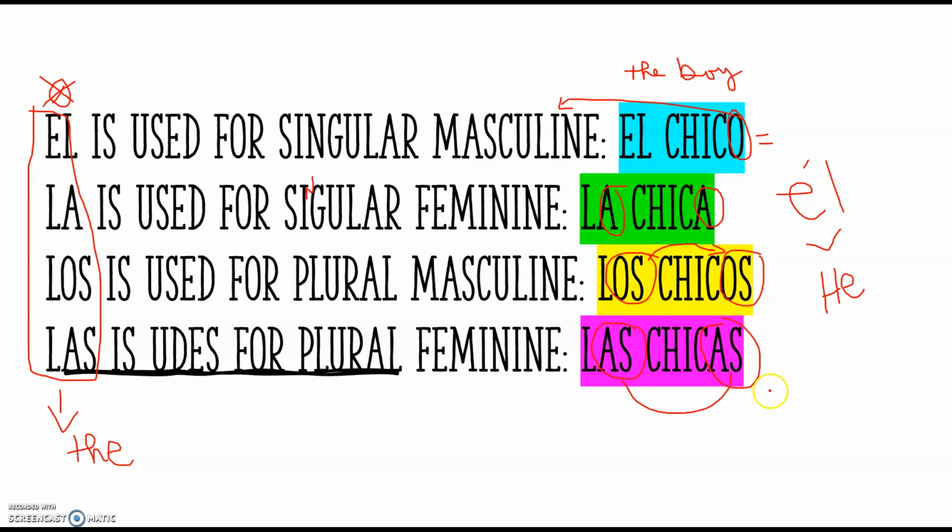Las chicas, the girls. Some of you were asking, can I use niños instead of chicos for boys? Yes, you can. Niños, niñas. Okay, so remember all these words, el, la, los, las mean the.